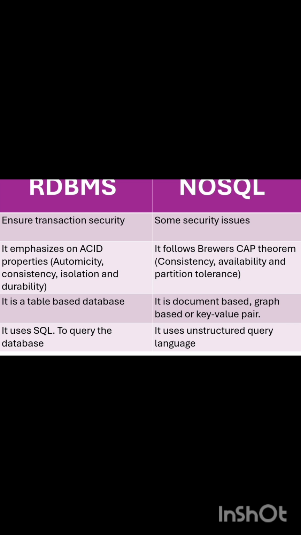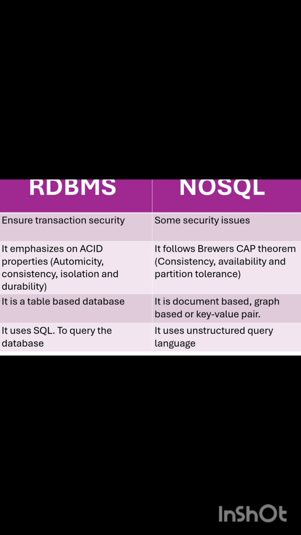And RDBMS emphasizes ACID properties: atomicity, consistency, isolation, and durability. In NoSQL, it follows the CAP theorem: consistency, availability, and partition tolerance. And RDBMS is a table-based database, and NoSQL is document-based, graph-based or key-value pair. And RDBMS uses SQL to query the database, and NoSQL uses unstructured query language.